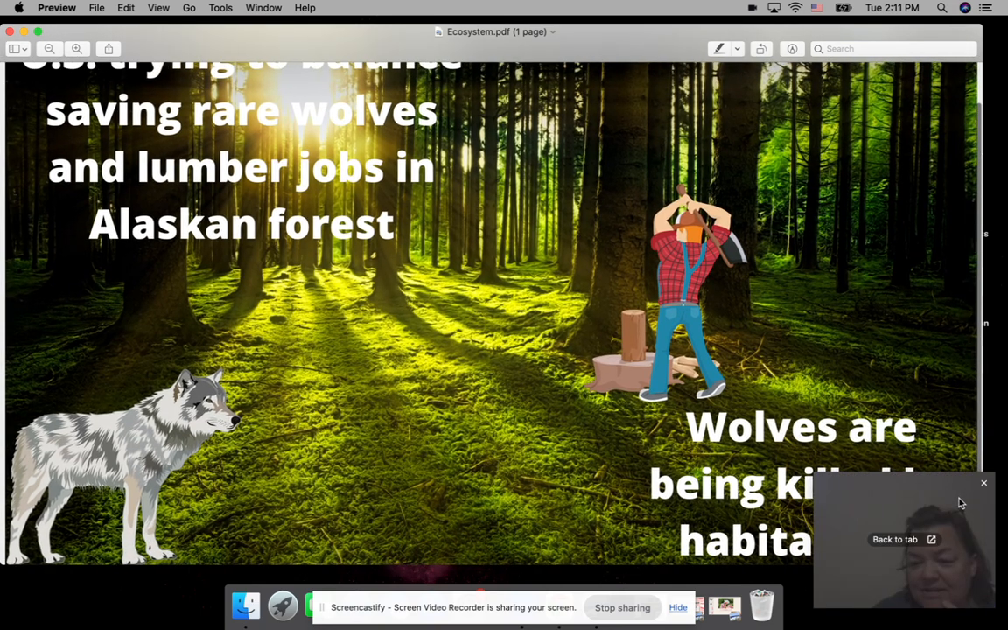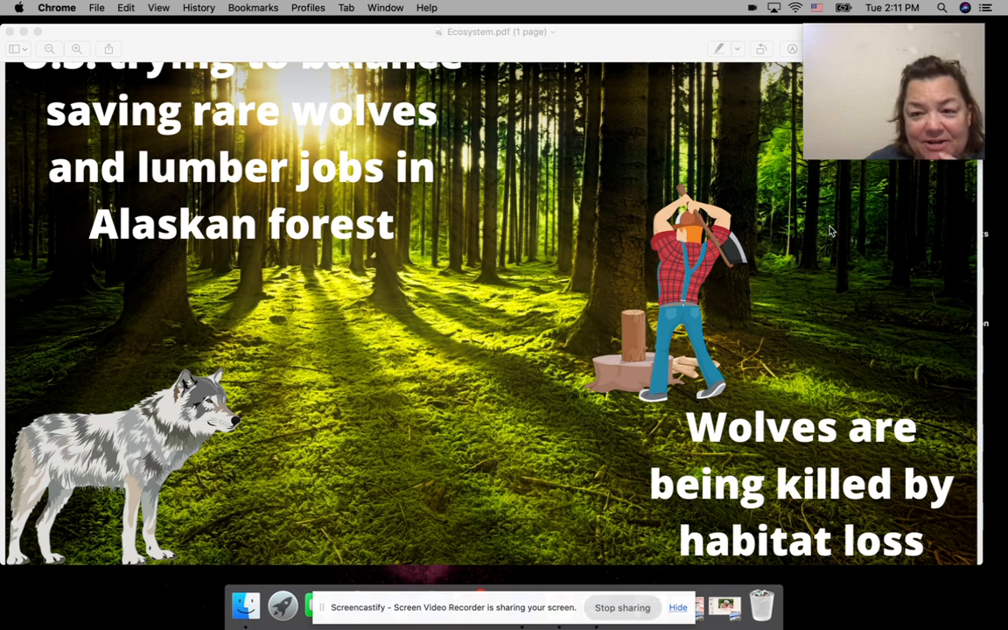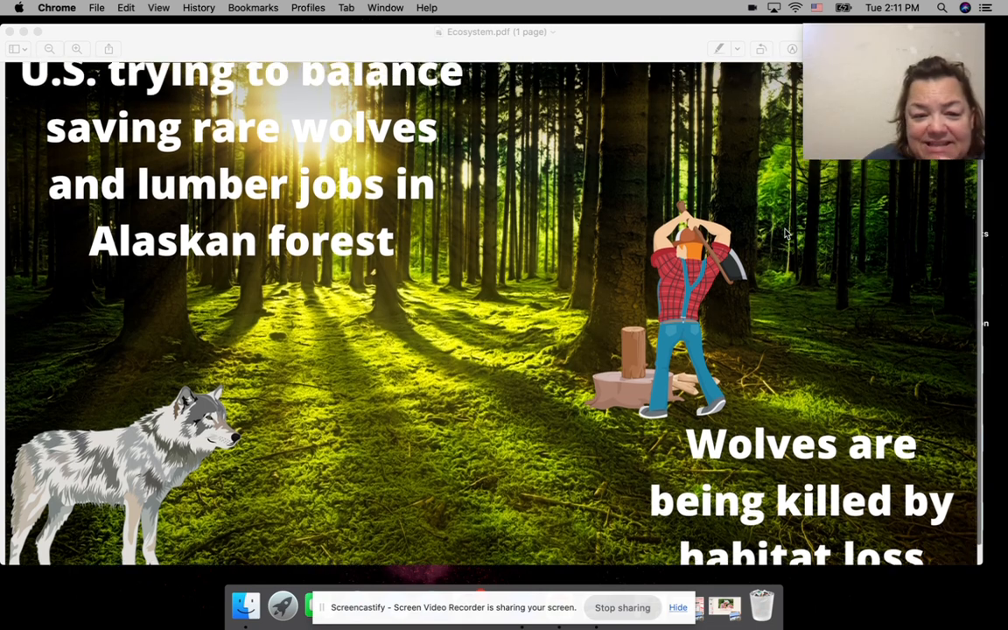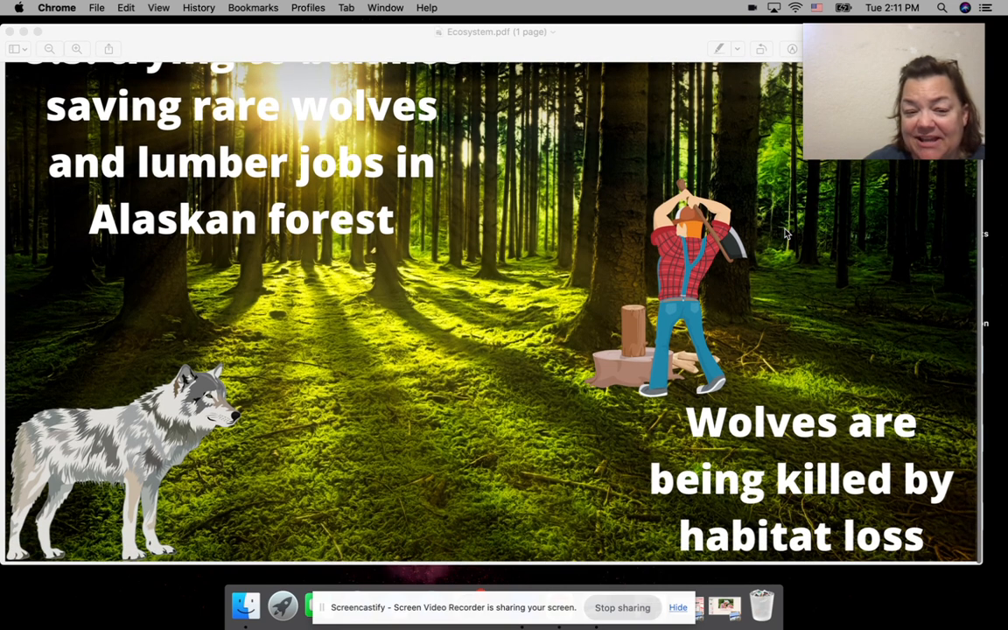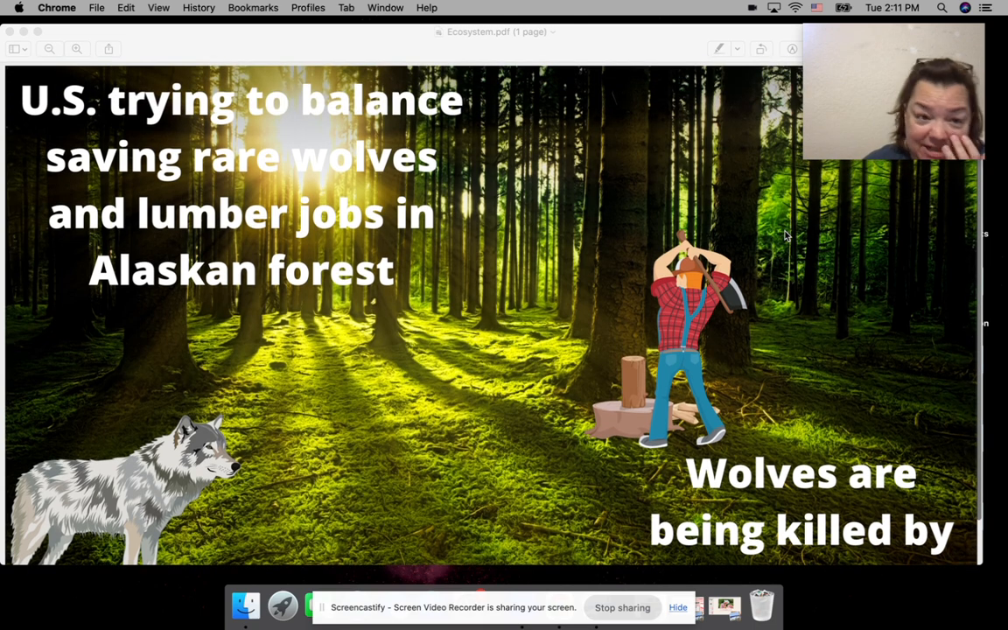So let me move my face right there so you can see a little better. You can see that his article talked about lumberjacks. It talked about Alaska. It talked about the wolves being killed by habitat loss. So he's putting together what he read in a visual format. Again, amazing way to give me an understanding of what they understood.